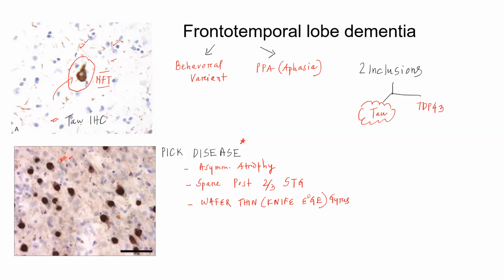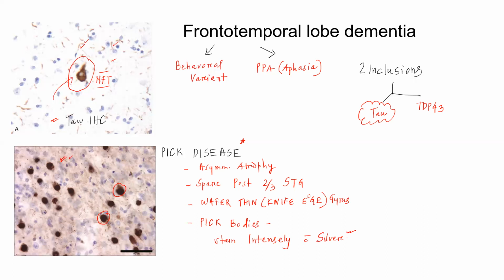You will get the characteristic Pick bodies. Pick bodies are nothing but the rounded or globular tau inclusions. Those are described in Pick disease, and they stain intensely with silver stain. They will stain black in silver stain like Bielschowsky's. So these are the important points about Pick disease.